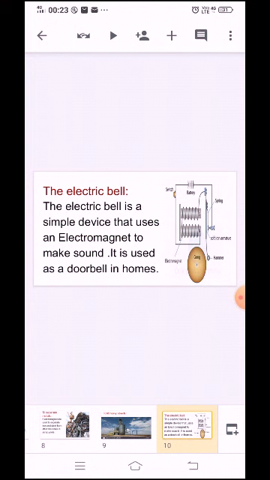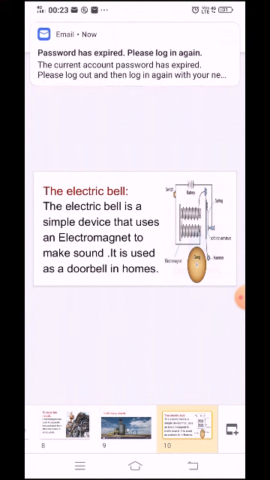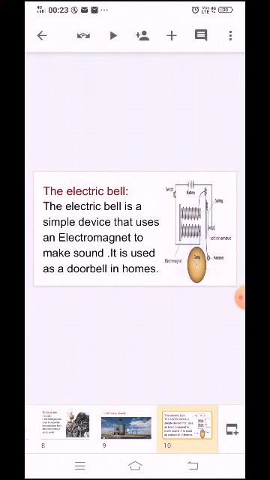The electromagnet in an electric bell will create a magnetic field that attracts the iron clapper towards it. The clapper strikes the gong. The current stops flowing through the circuit. This causes the electromagnets to lose its magnetic field. Electromagnets have many practical applications. The electric bell uses an electromagnet.